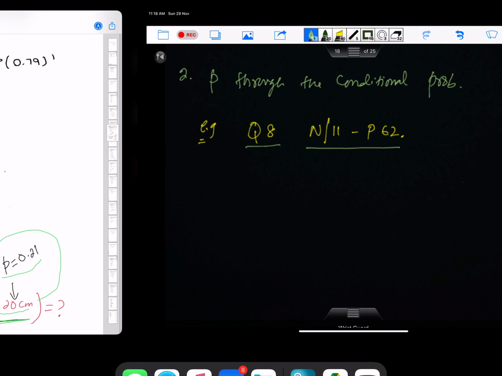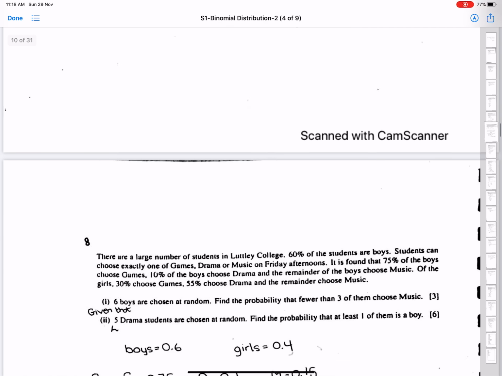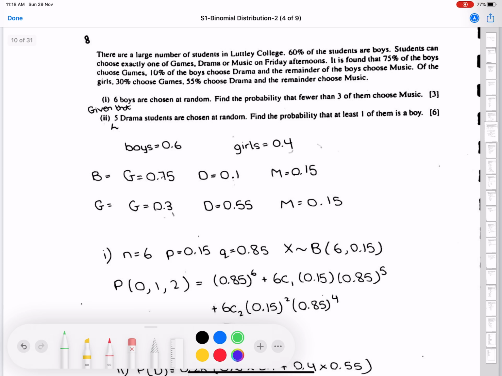Now let me discuss this question. This here is question 8. There are a large number of students in L college. I'm not reading this information, you can go through it later. I'm more interested in part 2, and this part 2 is basically a binomial model. Now what is the difference between part 1 and part 2? Okay, let's discuss part 1 first. 6 boys, now this is very important. 6 boys.